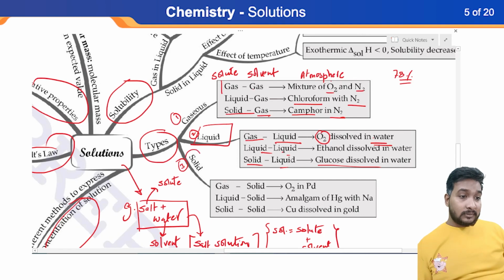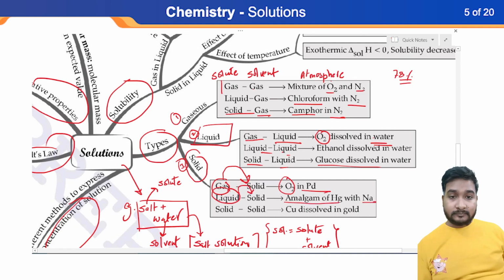Now, next type is solid solution where the solvent must always be in solid state. So the example in which gases are dissolved in solid: oxygen in palladium, liquid dissolved in solid, amalgam with Na. Amalgam stands for mercury. So whenever mercury dissolves or reacts or combines with any other metal, it's called amalgam. Okay, so we are mixing sodium in mercury, right?